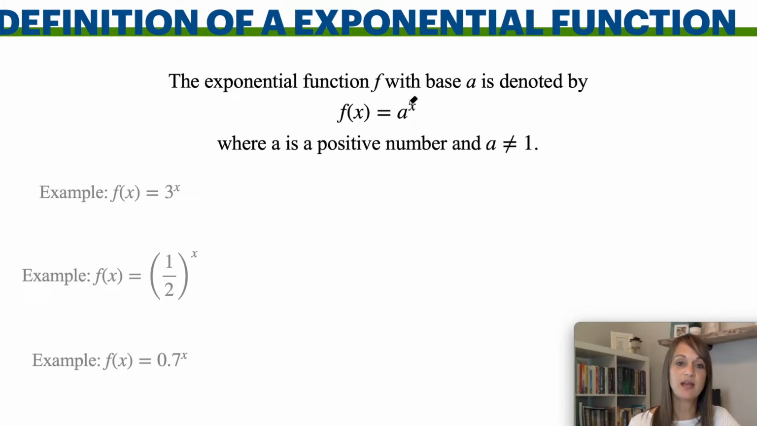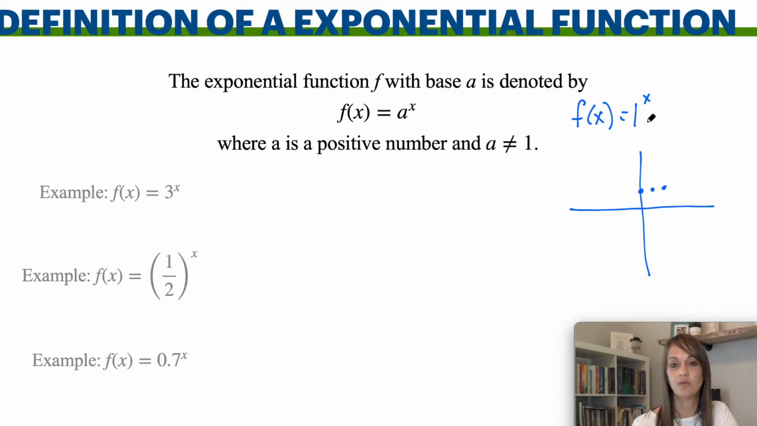The reason you cannot have a as a base of 1 is if we had the function of 1 to the x and we were to plot this. 1 to the 0 is 1. 1 to the 1 is 1. 1 squared is 1. 1 to the third power is 1. 1 to the fourth power is 1. 1 to the fifth power is 1. 1 to the sixth power is 1. 1 to the negative 1 is still 1. 1 to the negative 2 is still 1. So you would just actually have a horizontal line at 1. This is not an exponential function.